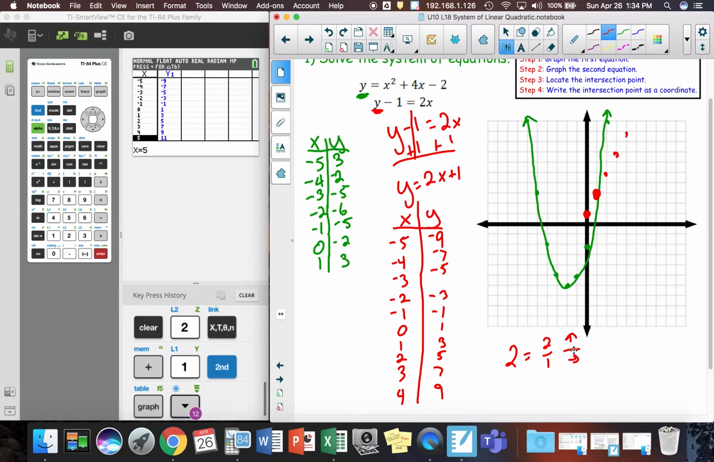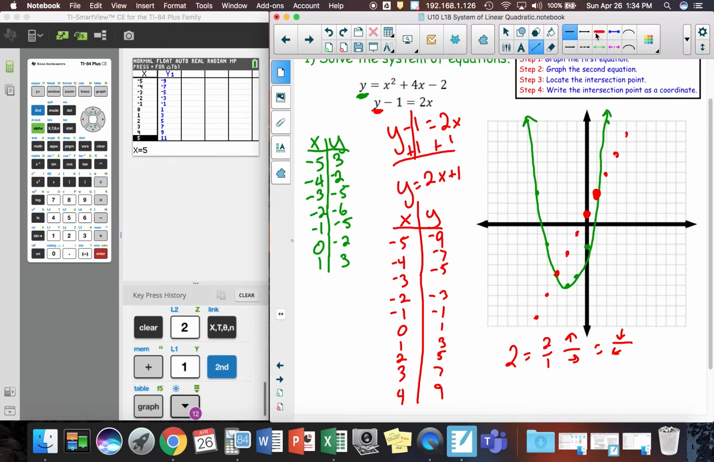So instead of going up 2 and over 1, this is the same thing as going down 2 and to the left 1. So down 2, to the left 1, and I'm going to continue this pattern. As you can see, I'm using the same points that are on this graph right here on the table. And I have my second intersection point there. I can stop, but I'm going to just go one more. And I have this line here.